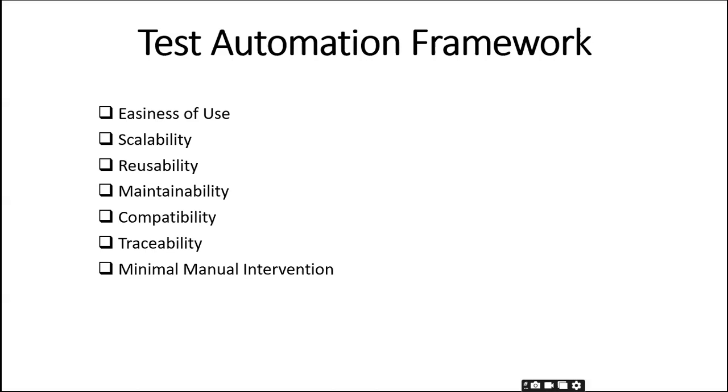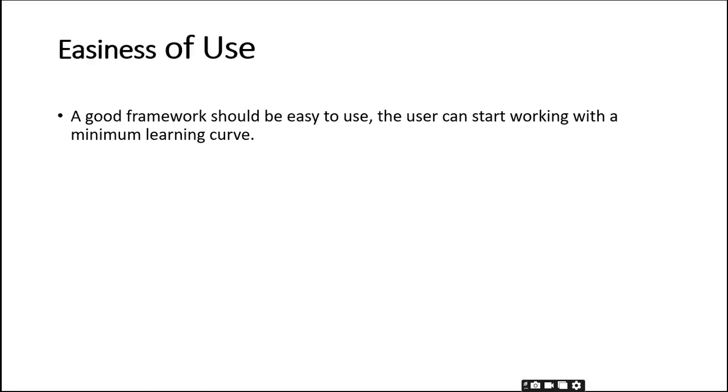Let's see ease of use and scalability, all these points, in more detail. So basically, a good automation framework should be easy to use. That means if any user starts working with the automation, working on test script design, it should take a minimum learning curve. The framework should not be complex to use, so that any team member can easily use it and start working on test scripting.